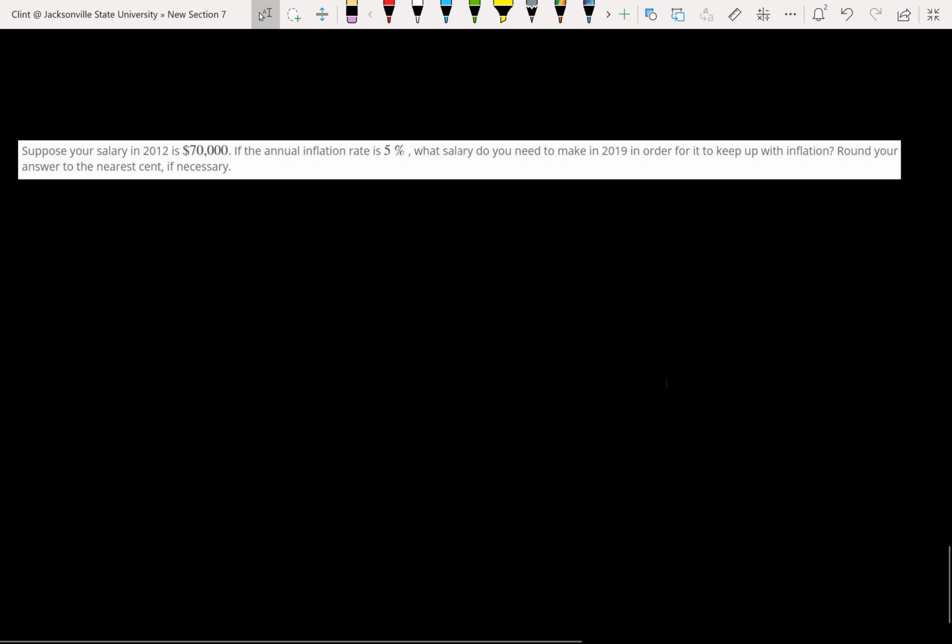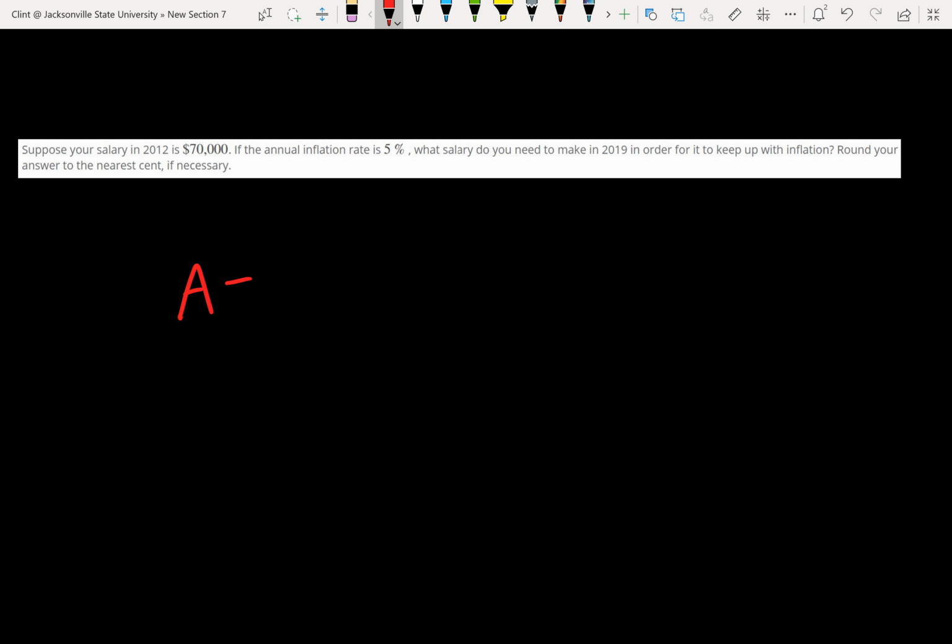Let's look at this one. It's the last one, I think. This one says, suppose your salary in 2012 is $70,000. If the annual inflation rate is 5%, what salary do you need to make in 2019 in order for it to keep up with inflation? Okay, so again, this is just a future value problem. So it's one of these. We've got 1 plus r over n to the nt power. But the kind of thing that can be kind of tricky on this is it says this is the annual inflation rate. So then n is going to be 1.